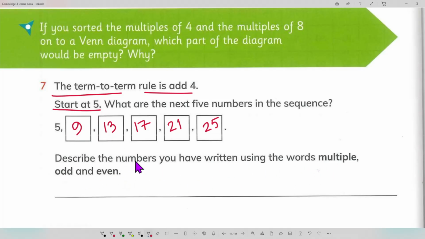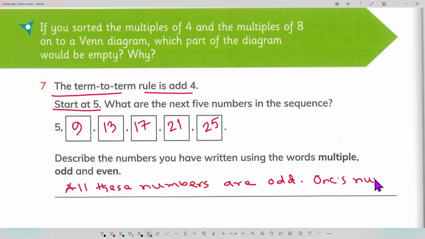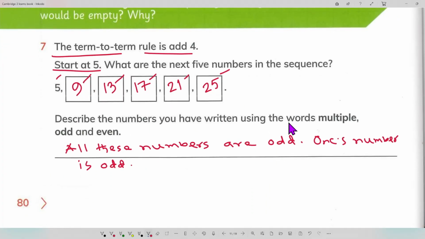So all the numbers are even. Is it? No. All these numbers are odd because one's number is odd, like 5, 1, 7, 3 and 9, and also 5. All the numbers are odd. So number 7 done.